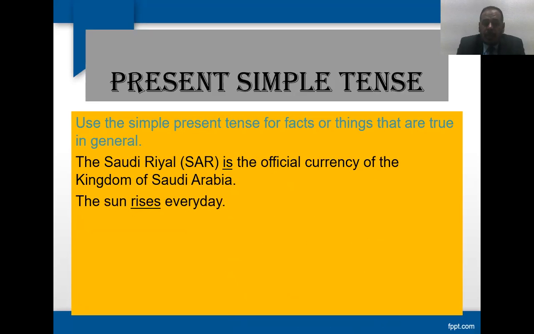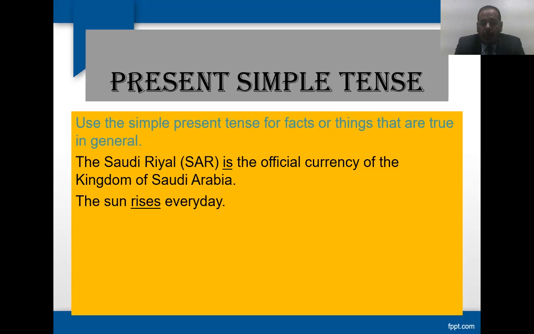Here is another example: the sun rises every day. It's a fact that the sun rises every day. So here, notice that we put s on rise because sun is third person singular. We use is with singular nouns or pronouns when they come as the subject in the third person.